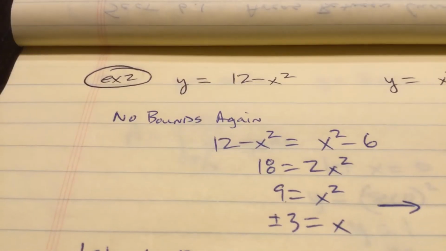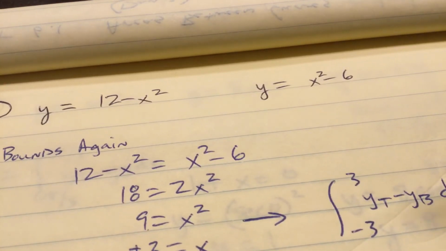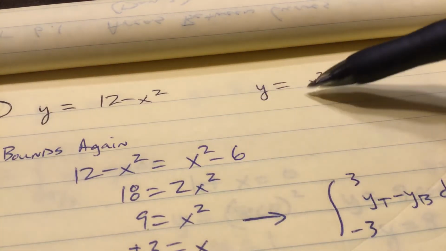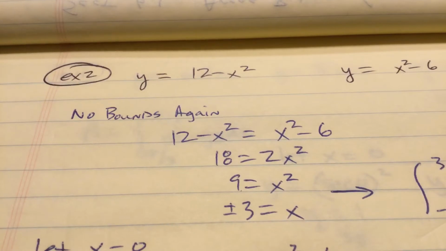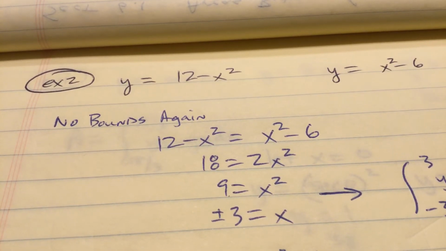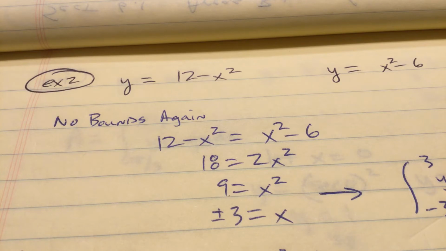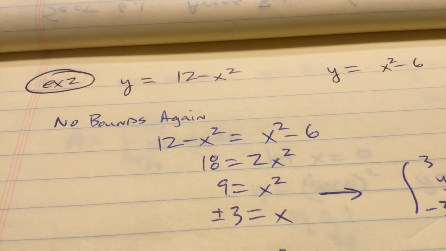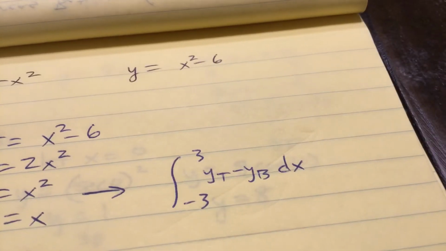Anyway, I'm giving no bounds again, so I set 12 minus x squared equal to x squared minus 6. And I get plus or minus 3. So they intersect at x equals negative 3. They intersect at x equals 3. So I know my integral is going to be this: from negative 3 to 3, y top minus y bottom dx.